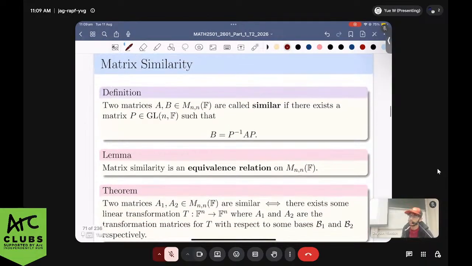Okay, similarity. Two matrices are similar if and only if you can write it as, I usually write it as P inverse A P. You can also write it as P A P inverse, but B equals P inverse A P means A and B are similar. Sometimes you might see them write A similar to B with this tilde. I think that's fine. I think that's allowed.